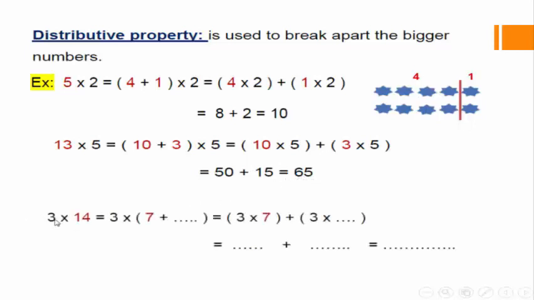Another one. 3 times 14. Distributive property means break the biggest number. So the bigger is 14. I can break it into 7 plus 7. Yes. So distribute the multiplication. 3 times 7 plus 3 times 7. Excellent. 3 times 7 equals, who can tell me? Yes, 21. Excellent. 3 times 7 also equals 21. 21 plus 21 equals 42. Excellent.